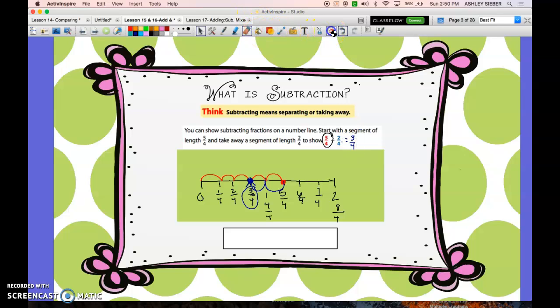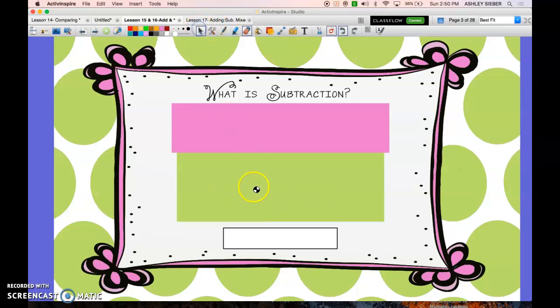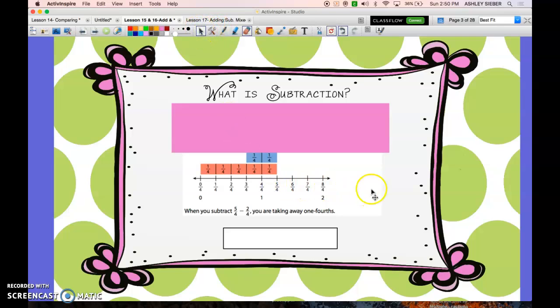Here is how Ready Math shows 5/4 minus 2/4. They show similarly 1, 2, 3, 4, 5/4 as my total, and then I take away the 2/4, landing at 3/4 here.